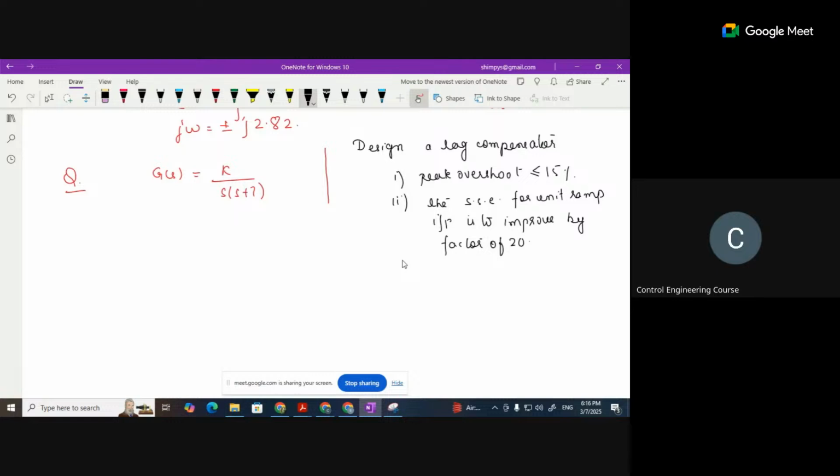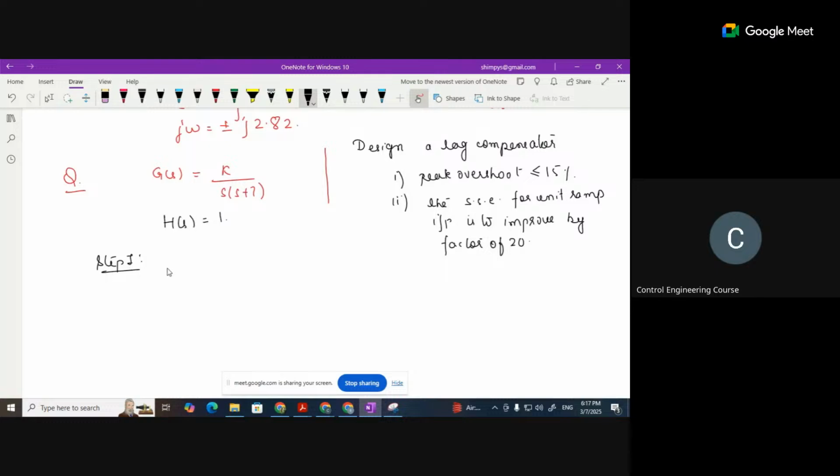Okay, so how do we start this problem? How do we approach it for designing the lag compensator? First of all, this system which is given with a unity feedback is termed as the uncompensated system. There is no compensation here. Unity feedback means H(s) is equal to 1. I'm just telling the steps first and then we'll do them one by one.